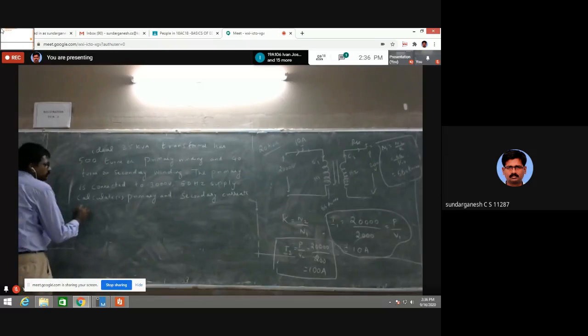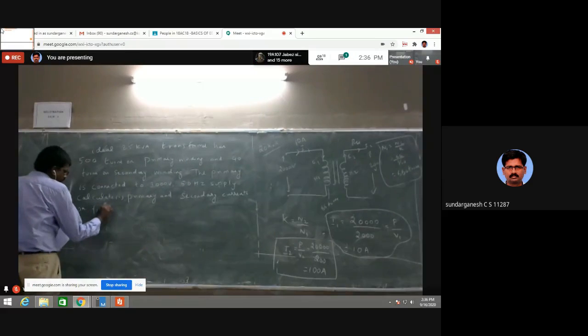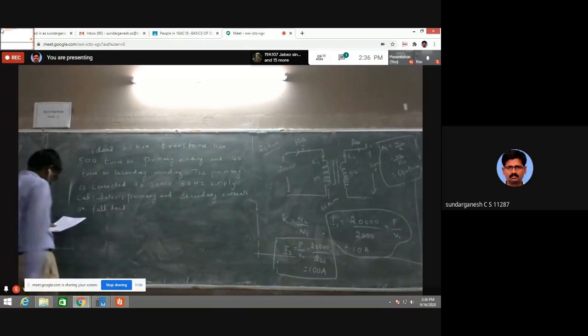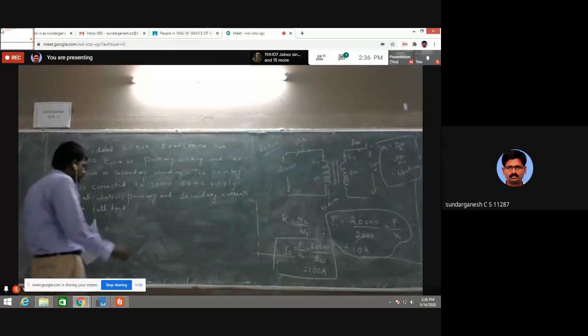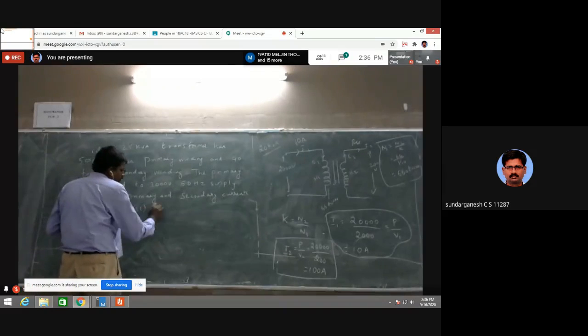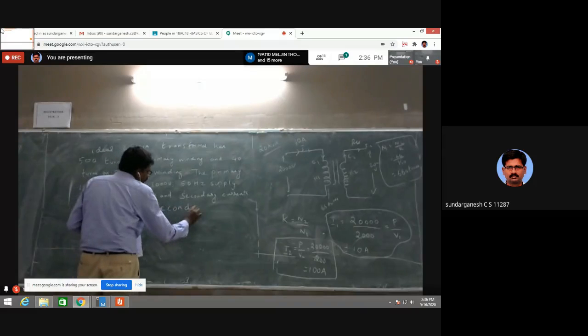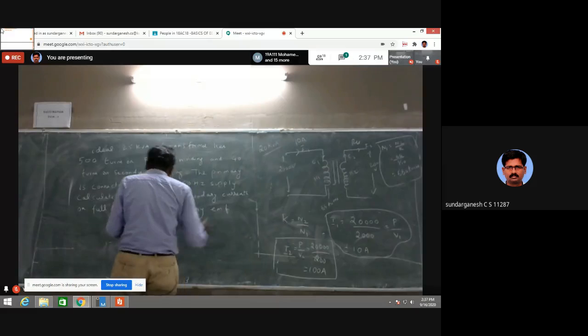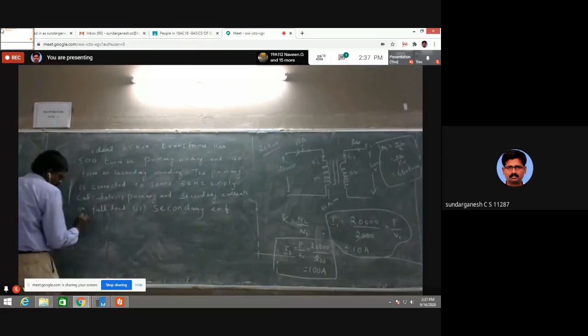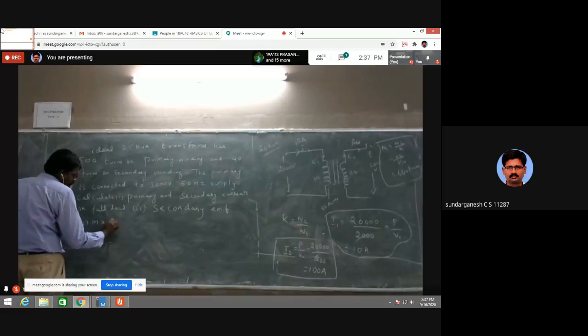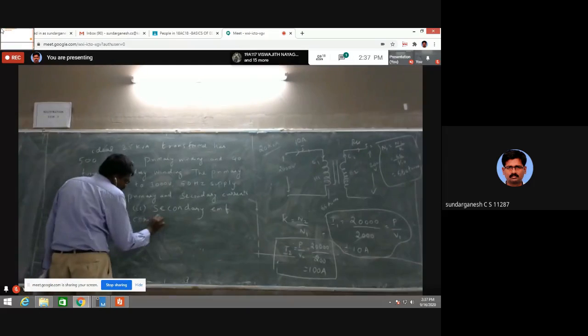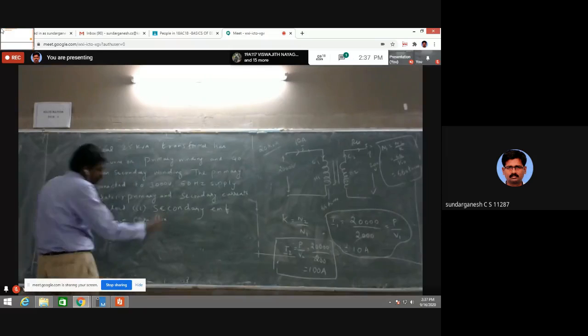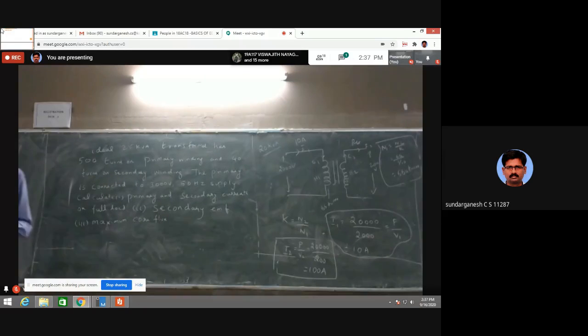Next one is the secondary EMF on full load. The last one is the maximum core flux. So this is the problem.